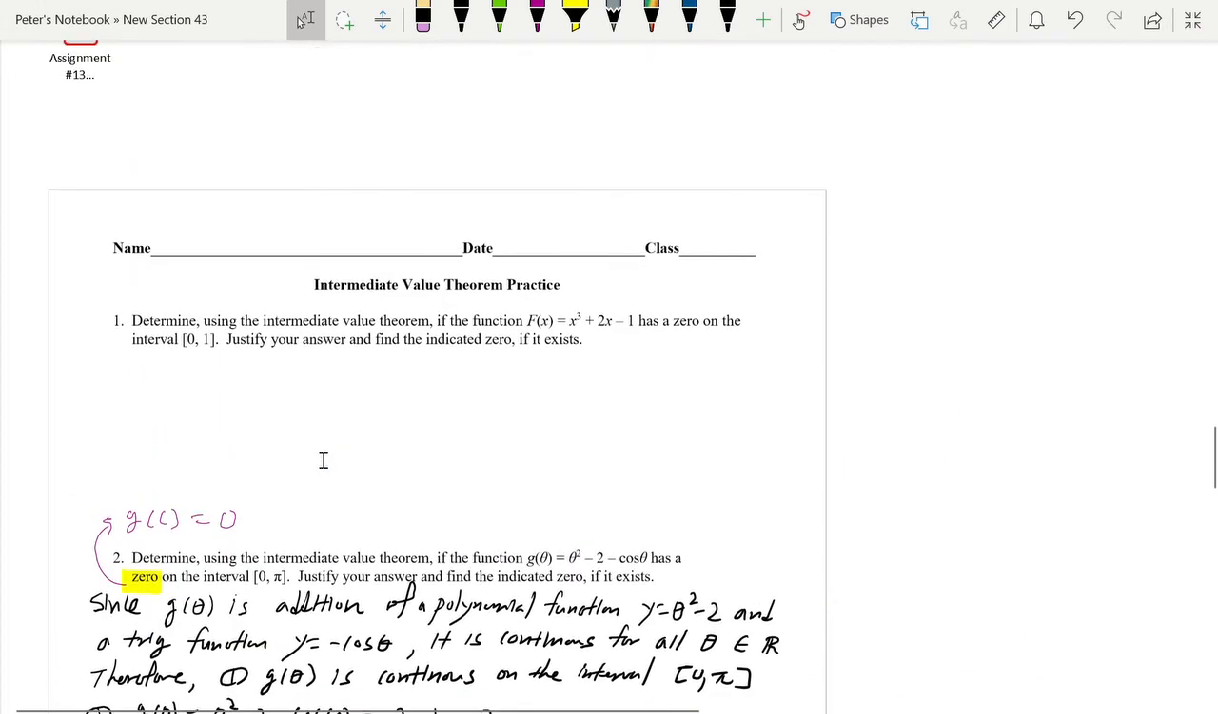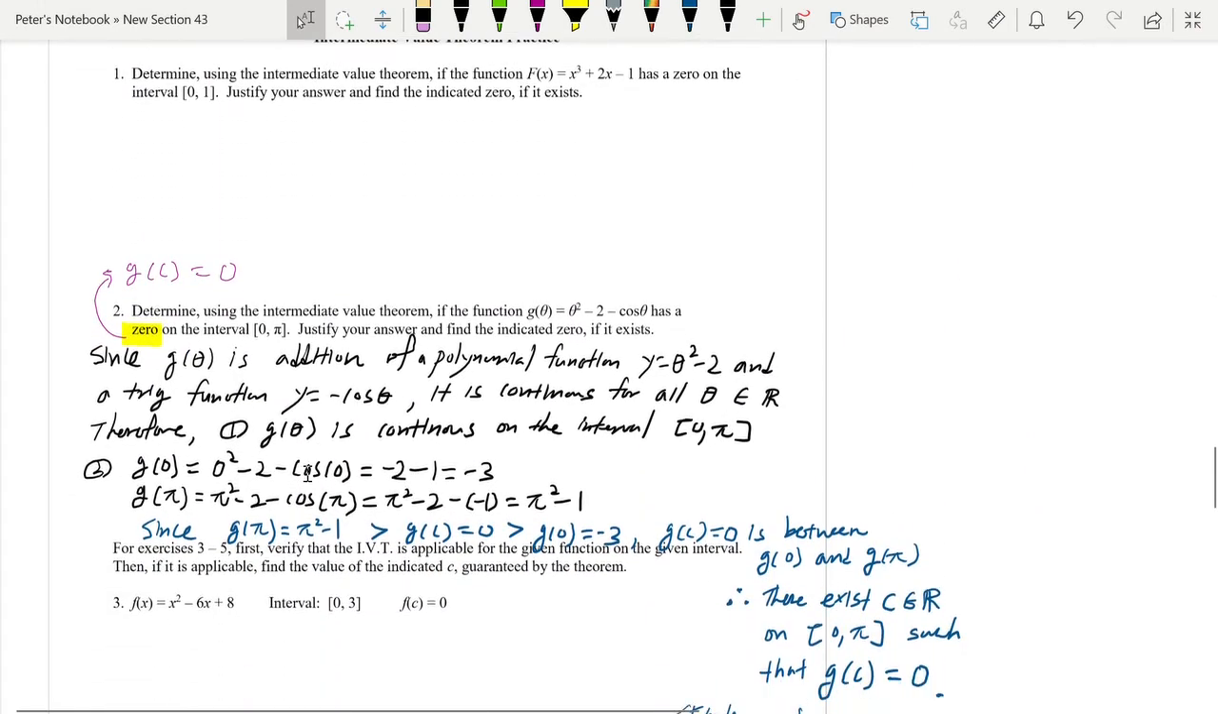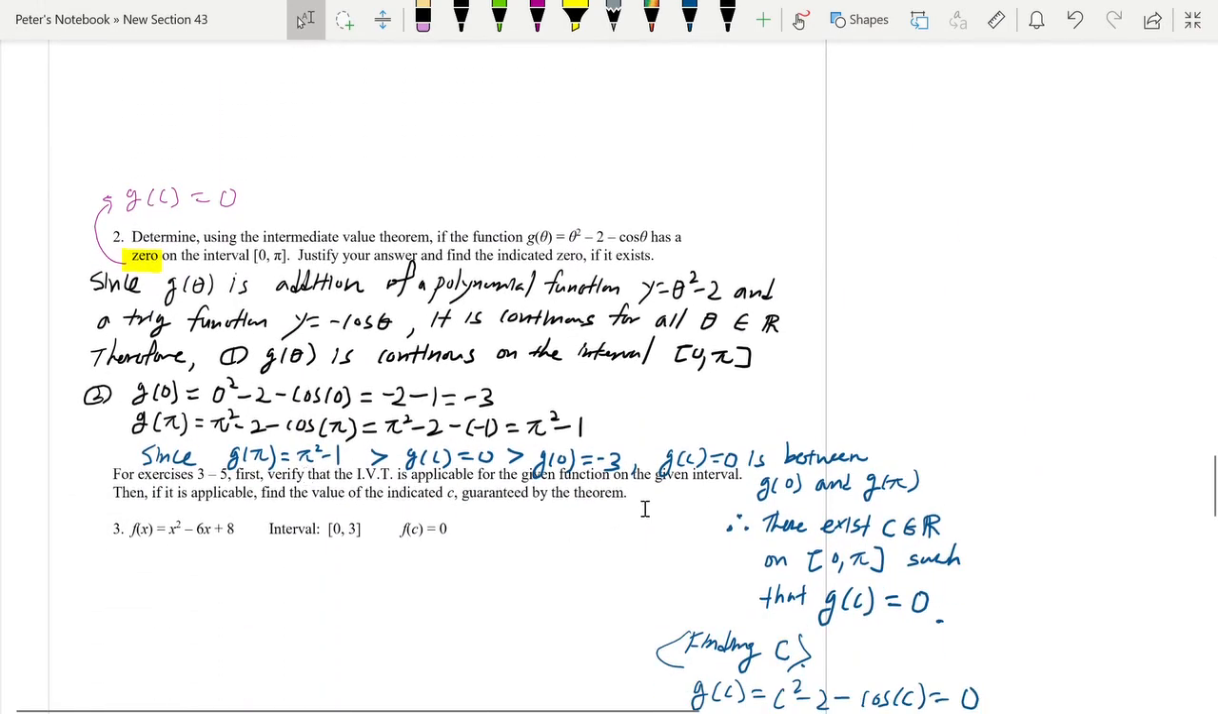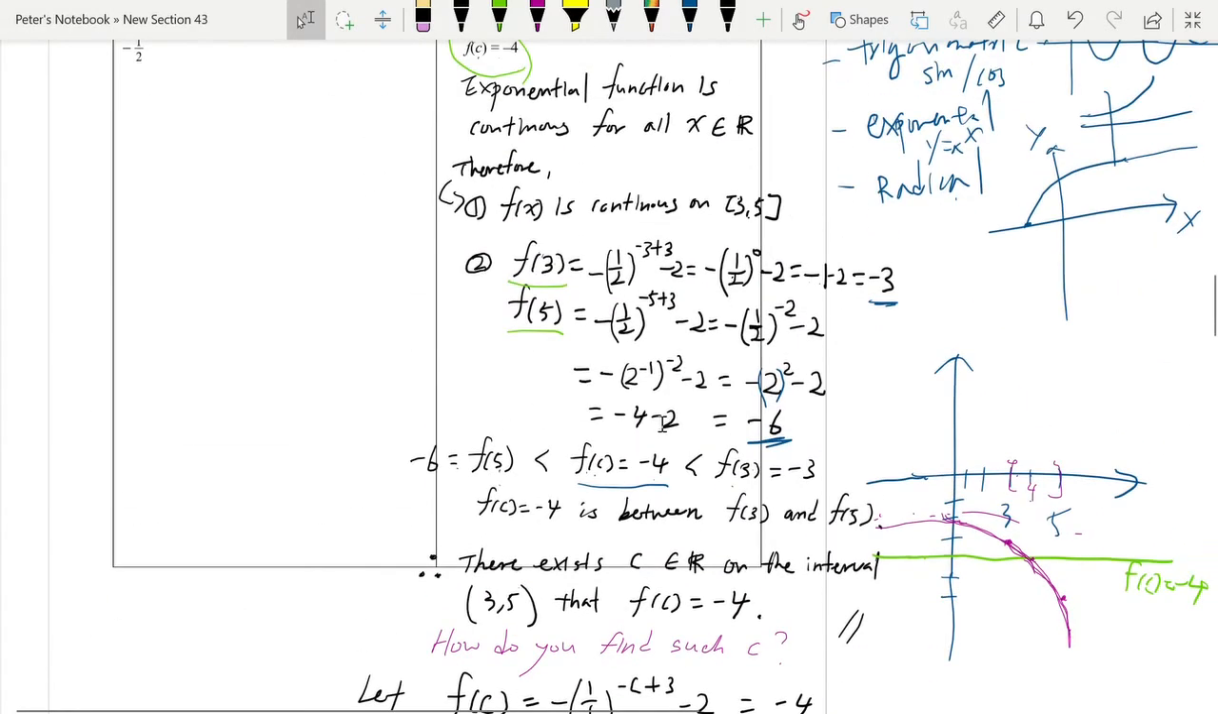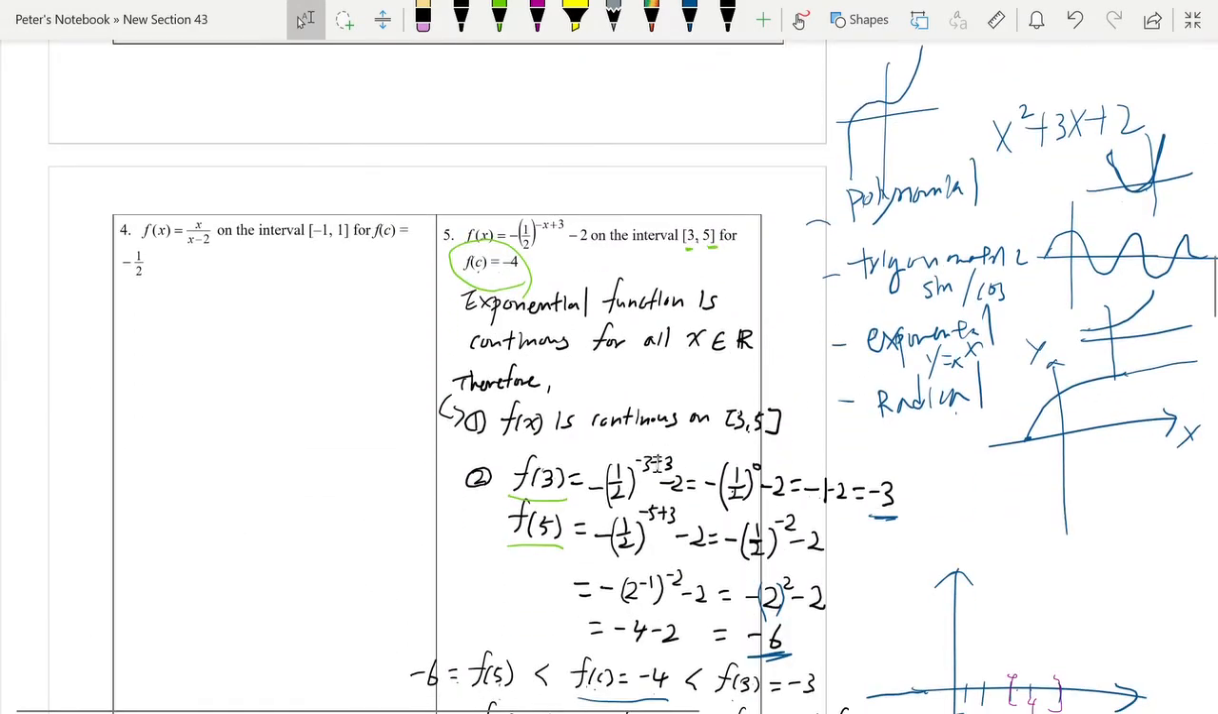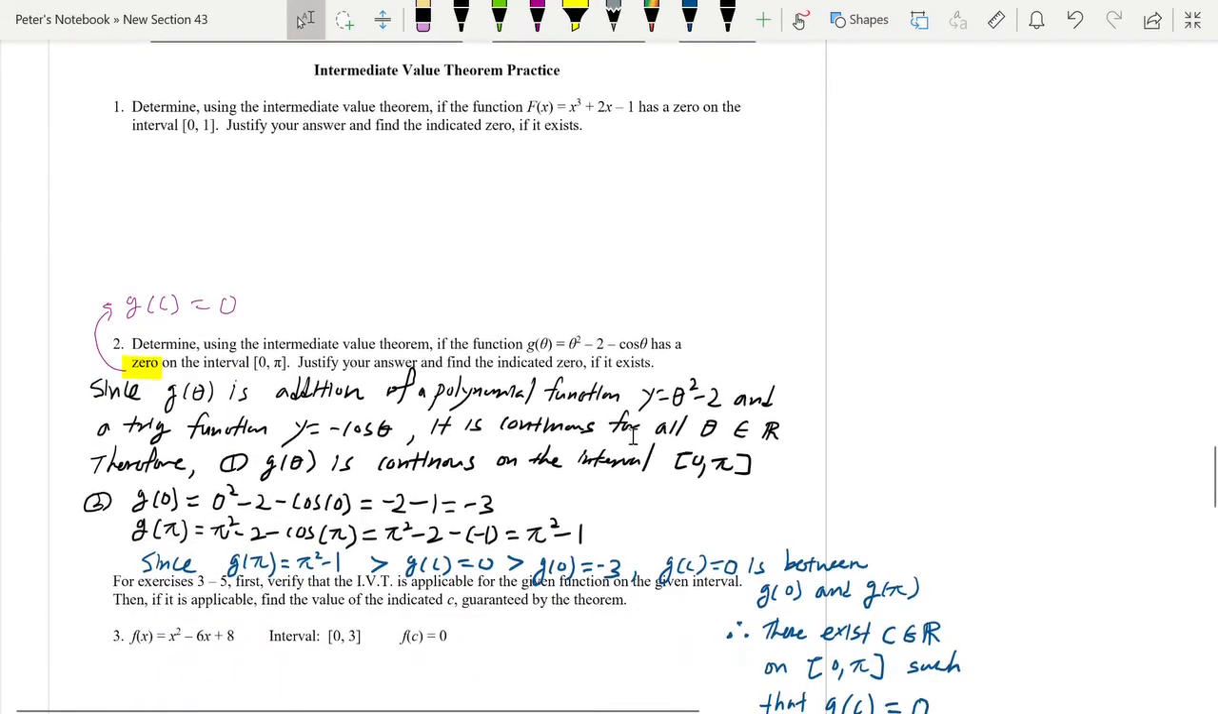Okay, so let's move on to this guy. Oh, and these 2 problems that I'm going over will be posted, so you can check it out along with the video. All right, so number 2 here. If you know how to solve number 2, number 1 will be easy. So let me just go over number 2.